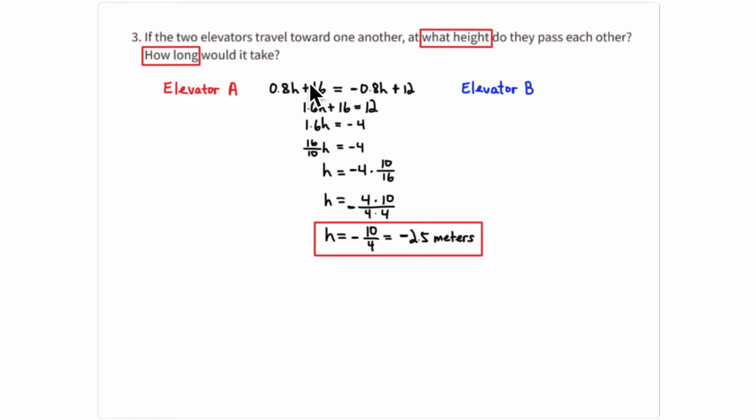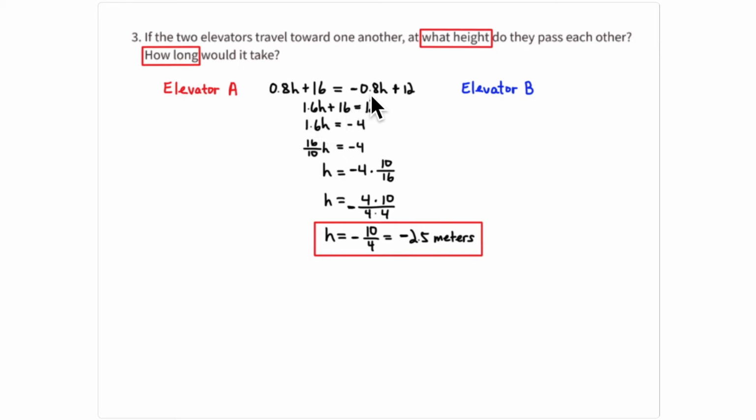So if you set these two equations equal to each other, this is the time for elevator A, and this is the time for elevator B. So when are both of those times equal to each other? At what height is this time equal to this time? So the height is the same. So at what height does it make these two times equal? Well, you do a little bit of algebra here.